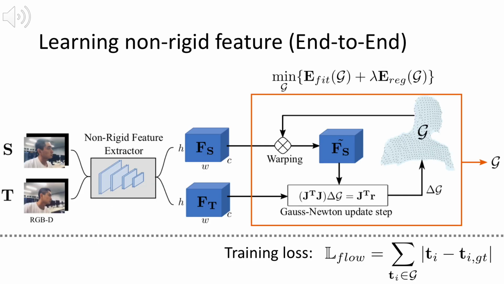We use a CNN to extract non-rigid features from the input frame. The deep features of the two frames are then aligned by a differentiable non-rigid solver. Finally, we apply the L1 loss on the translational vectors of the deformation graph. This pipeline is trained end-to-end.